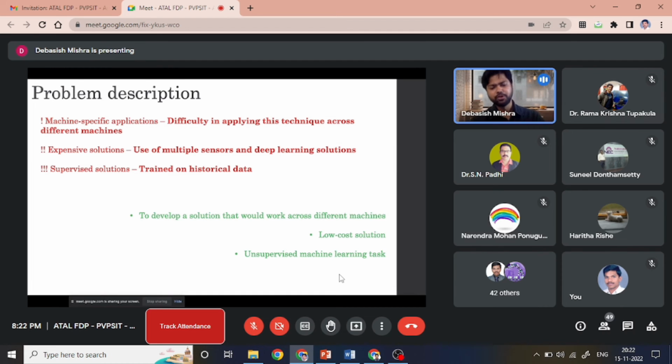So what we propose is to develop a solution that works across different types of machines, be it smaller or larger machines, different materials, and various processing conditions, and it has to be low cost. It should make use of at least one or at most two sensors' data. Could we develop something unsupervised, so that we do not depend on the training on historical data? It should take the information as it comes from the data in real time and make an informed decision about the condition of the cutting tool.